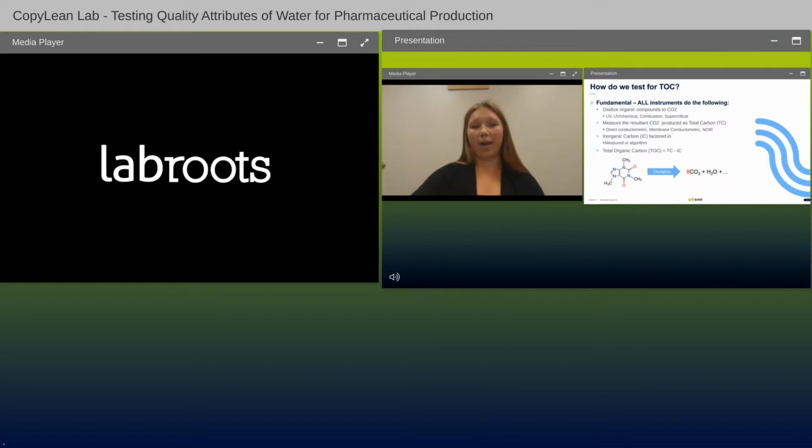Once the organic compounds have been oxidized to correlate to the total organic carbon content, the second fundamental quality is that instruments measure that resultant carbon dioxide. Again, the mechanism in which they do this might differ, though. So there's direct conductometric, membrane conductometric, or non-dispersive infrared sensor technology, or NDIR technology. With this, inorganic carbon can either then be measured, or it can be a value that's factored into the final TOC calculation through an instrument algorithm that has the ability to predict the amount of inorganic carbon present.